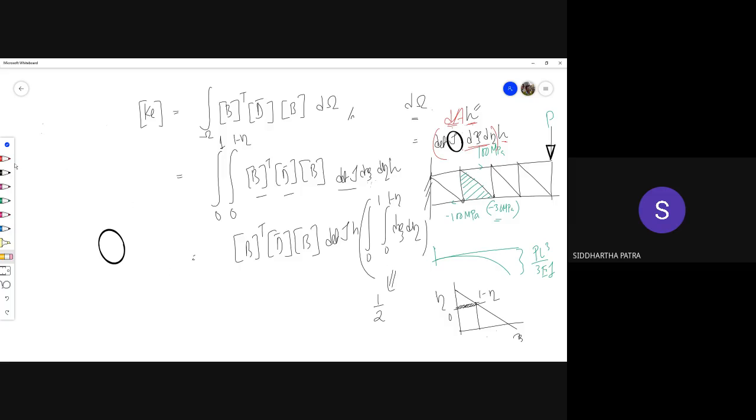Now, what is the value of det J actually? The value of det J is, if you check, you see, the integration of det J d xi d eta is supposed to give you the area in the physical coordinates.